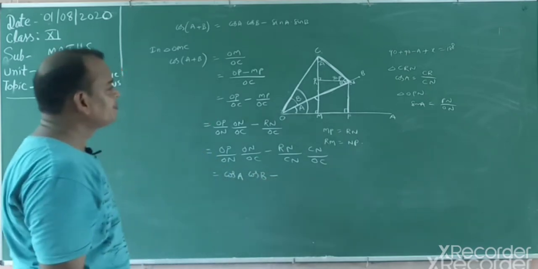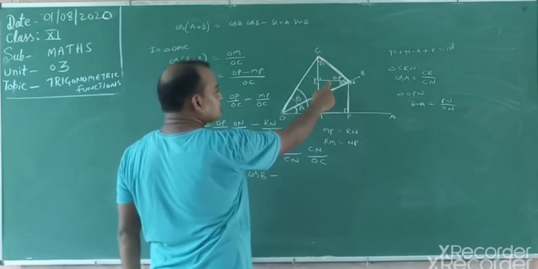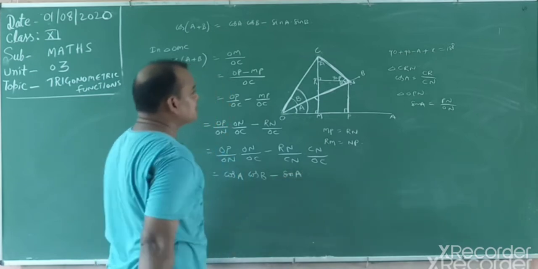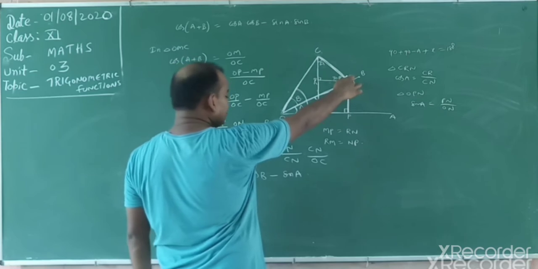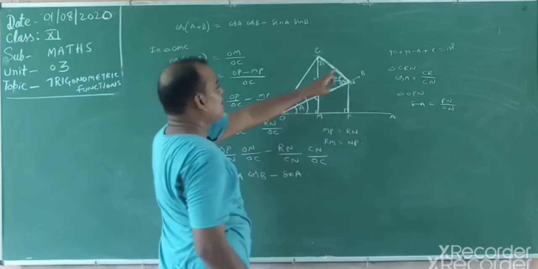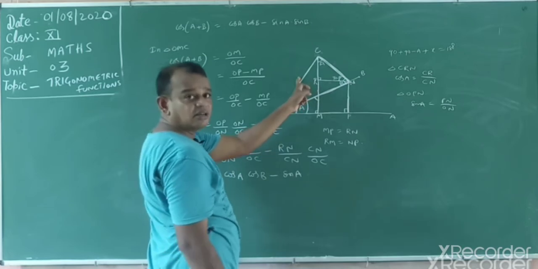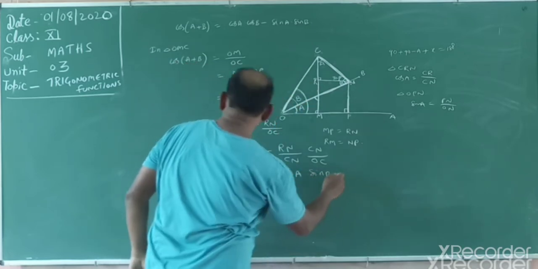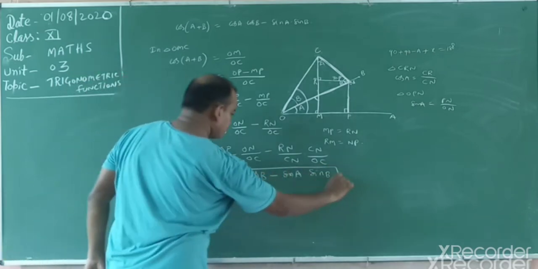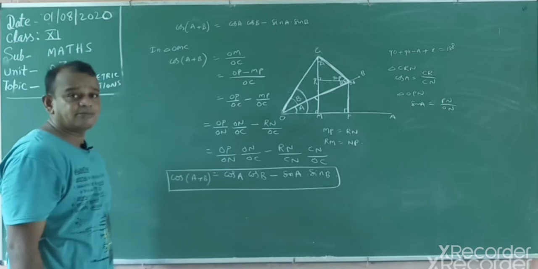Minus RN by CN. Here A is the angle, opposite side by hypotenuse, that is sin A. Then CN by OC in the big triangle: opposite side by hypotenuse with angle B is sin B. This is the formula of cos of A plus B: cos of A plus B is equal to cos A cos B minus sin A sin B.